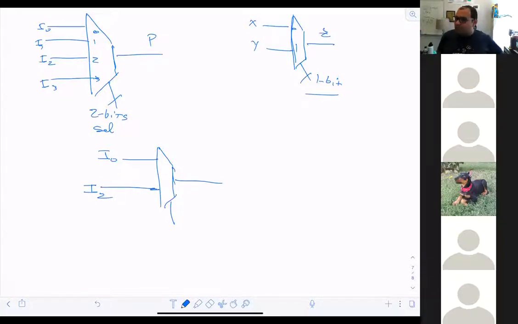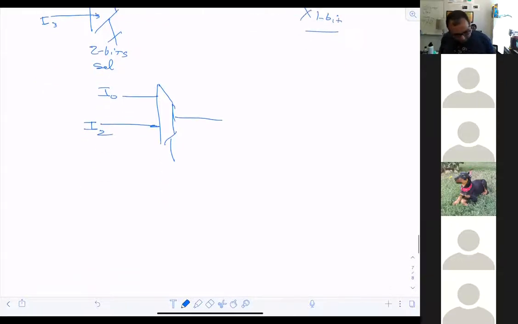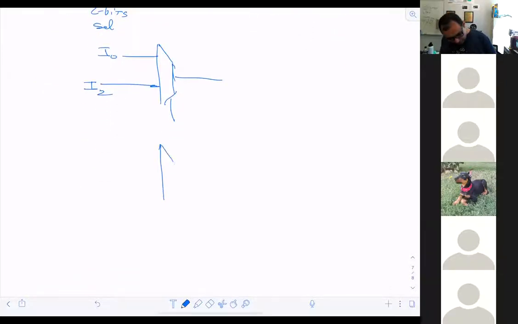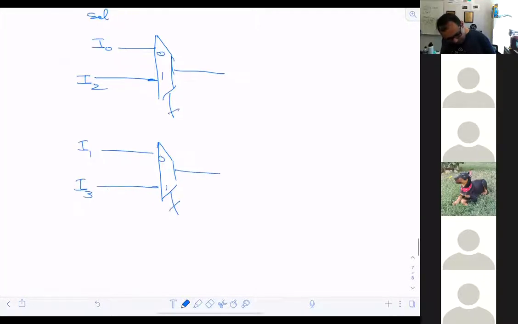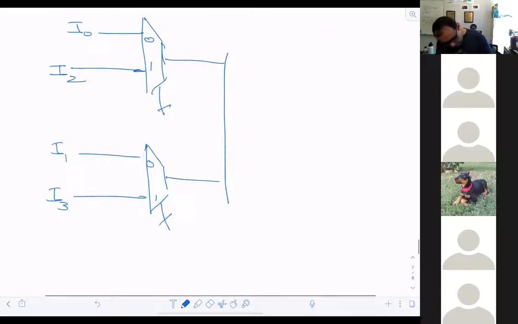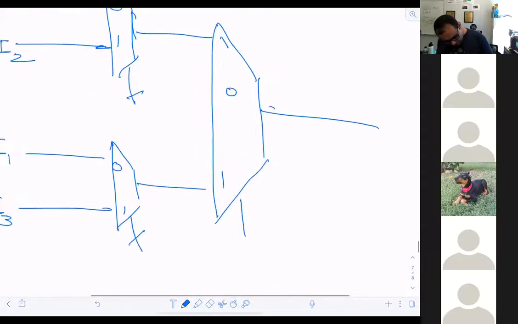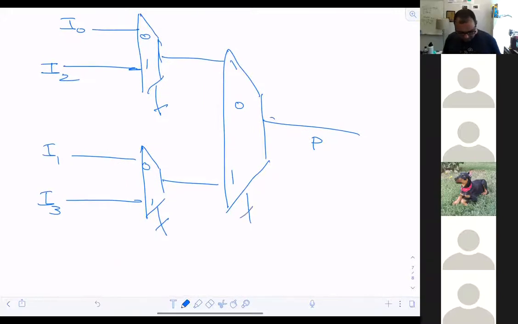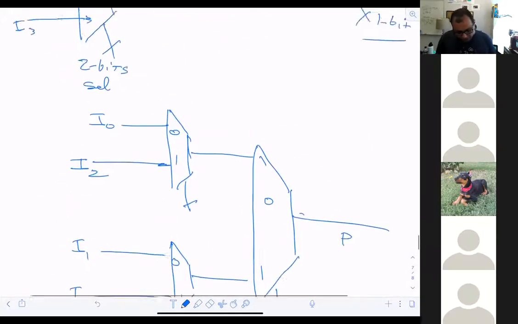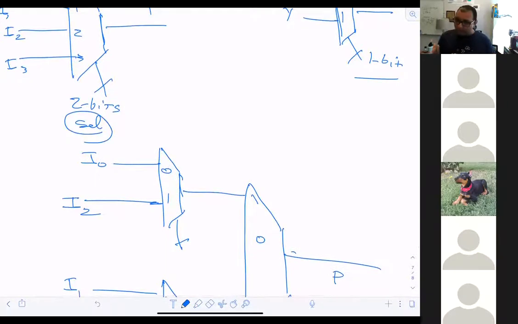Just an example, right? I put I0, I2, right? Then another multiplexer, and they're going to be I1 and I3. 0, 1, 0, 1, and here is the selector. This is 1 bit each, right? Then I will take this and I put it in another multiplexer, and that will be my output, right? I know this select is 2 bits, right? So it's going to be select bit number 1, select bit number 0. Those are 2 bits, right?